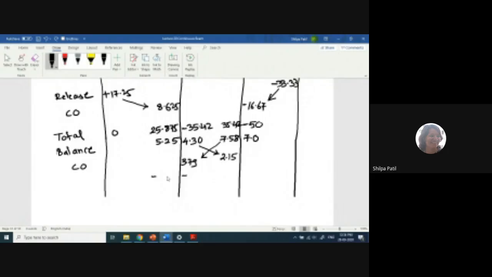You have to repeat these steps continuously till you get equal moments here. If you consider the 5.25 and 4.30, there is a difference between the two values. So you have to keep repeating the steps of balancing and carryover till you get approximately equal moments on both sides of the joint. Okay. So just keep on doing this and tell me what value you are getting.